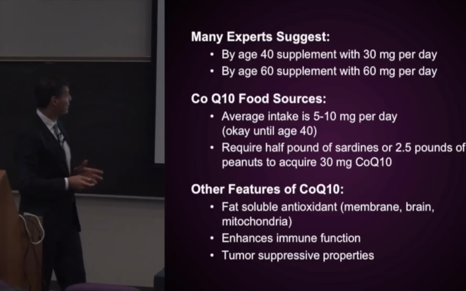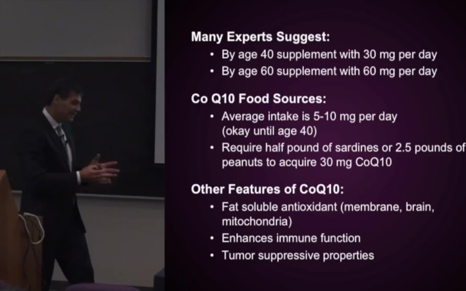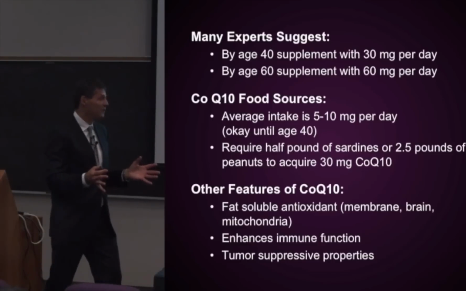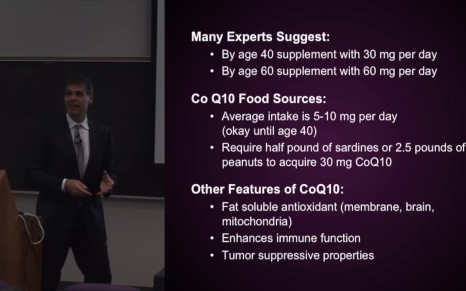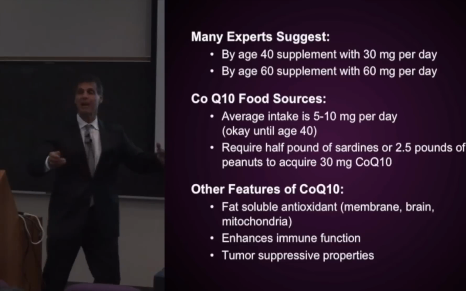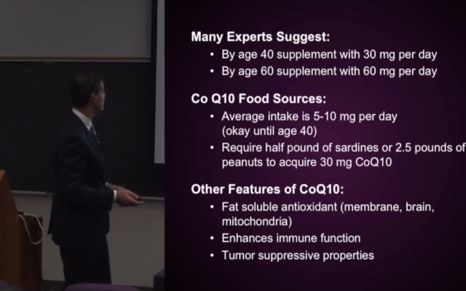You can get CoQ10 from food. The average intake is about 5 to 10 milligrams a day. That's okay to age 40. But then to get the missing amount of CoQ10 after the age of 40, to get the 30 milligrams you need, you'd have to eat half a pound of sardines or 2.5 pounds of peanuts every day. That could give you a stomach ache. So it's not practical to get it from food after the age of 40.